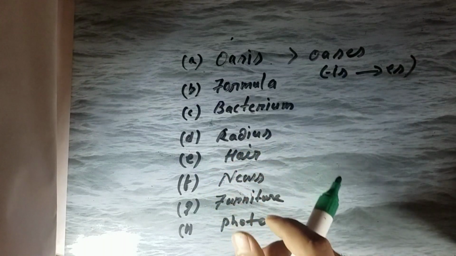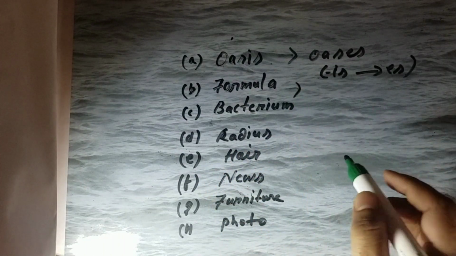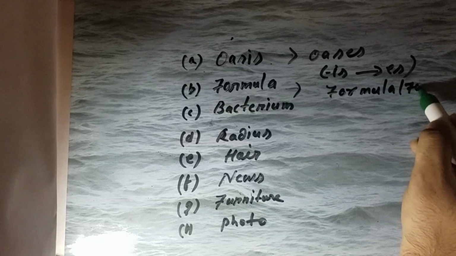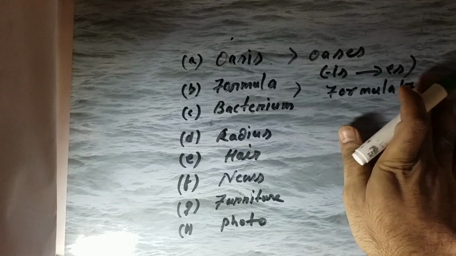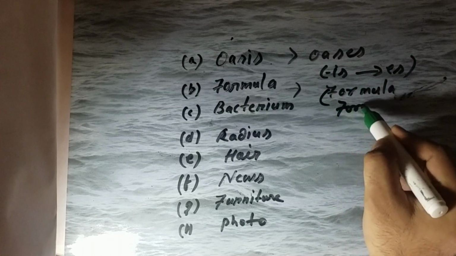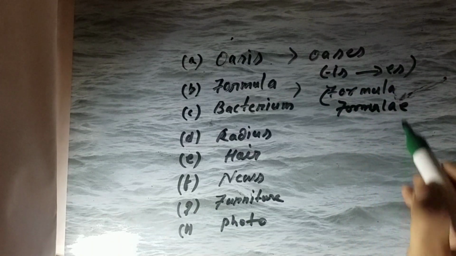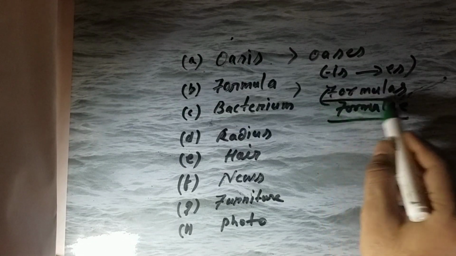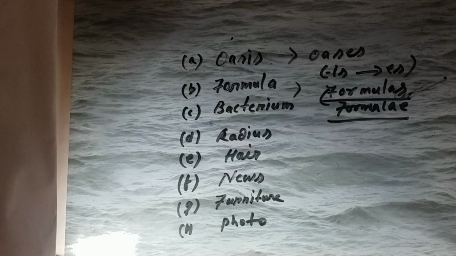Okay. So the next one is formula. There are two formats, formulas and formulae. Formulae means mathematical formulae, and formulas are just like chemical formulas. In chemistry, you have to use formulas, and in mathematics, you have to use formulae. A plus B cube, A plus B whole square. These are formulae. Radius.